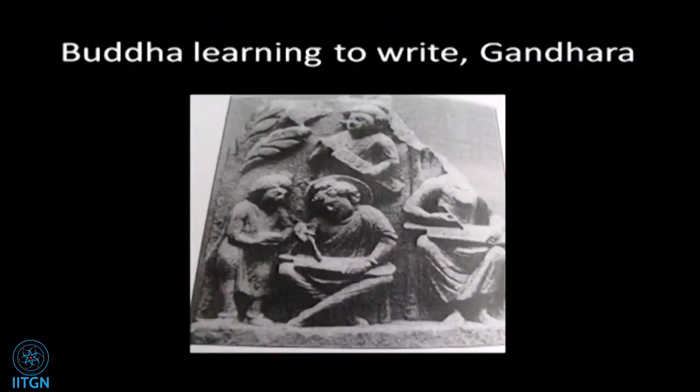See, he's not writing from here. His stylus is here. So he's writing from right to left, which was very much there in the writing of Kharoshthi. And Kharoshthi was a script that was used in the northwestern part of the Indian subcontinent, and this tablet comes from Gandhara. So naturally, it had its impact on the script. And so perhaps here, Buddha is depicted as writing in Kharoshthi.